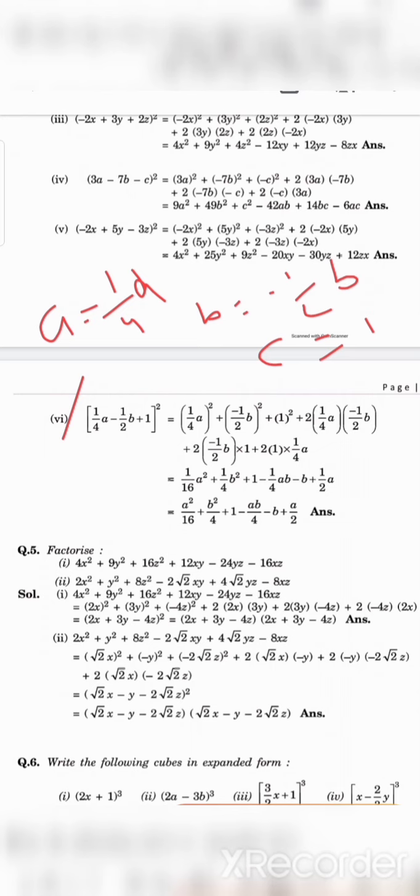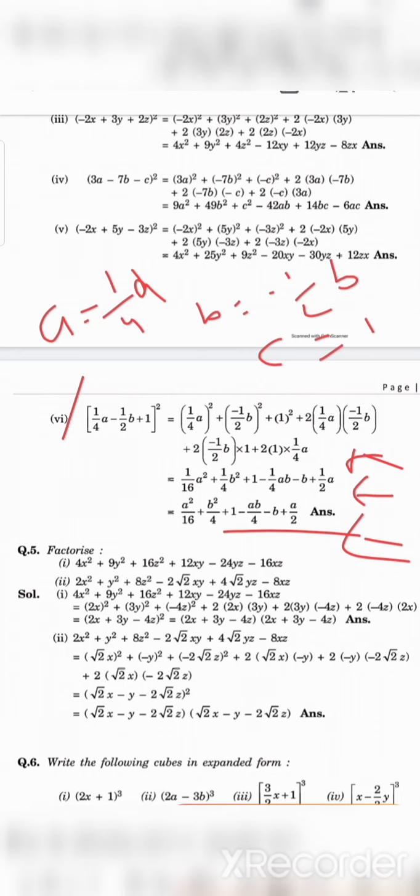Substituting all these values in the identity's RHS, we get: (1 upon 4a) whole square plus (minus 1 upon 2b) whole square plus 1 square, plus 2 into 1 upon 4a into minus 1 upon 2b, plus 2 into minus 1 upon 2b into 1, plus 2 into 1 into 1 upon 4a. Multiplying this step, we get 1 upon 16a square plus 1 upon 4b square plus 1 minus 1 upon 4ab minus 1 upon b plus 1 upon 2a. And last, we write in proper way: a square upon 16 plus b square upon 4 plus 1 minus a into b upon 4 minus b plus a upon 2 is the expansion of our whole square term.